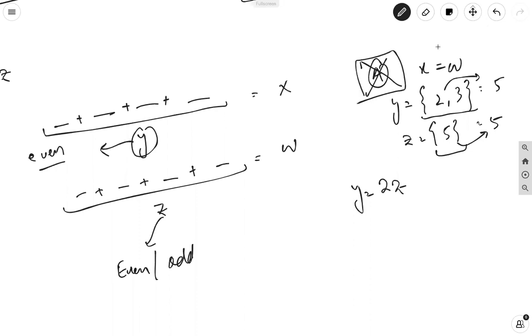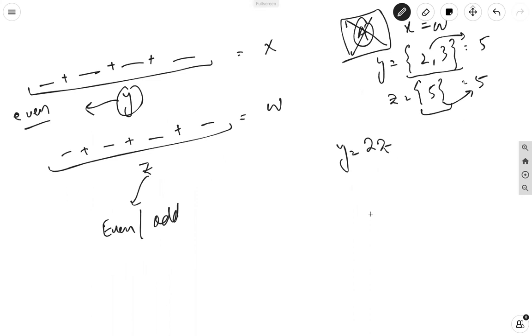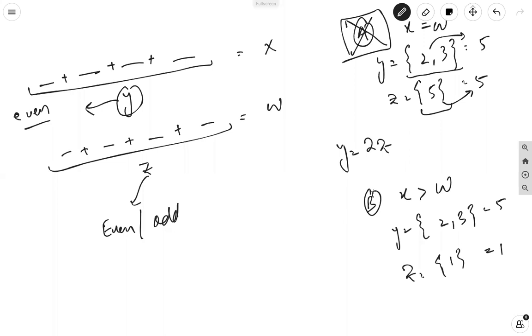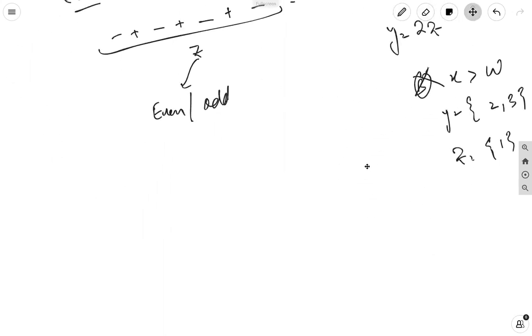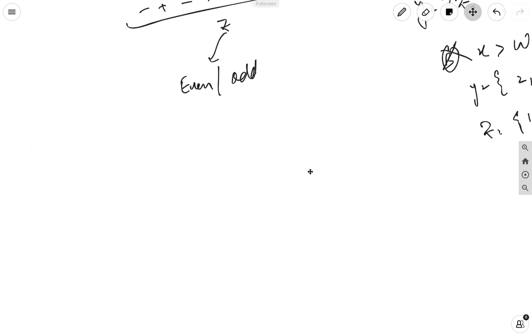This is first case. The second case was x is greater than w, right? Now, take an example. Let's suppose, again, this is 2, 3, and z is just 1, right? So this sum to 5 and this remain as 1. So in this case, this is also possible. Again, ignore this. With me till now? Okay. So third case is, let's hold for C. For now, let's move to D now.